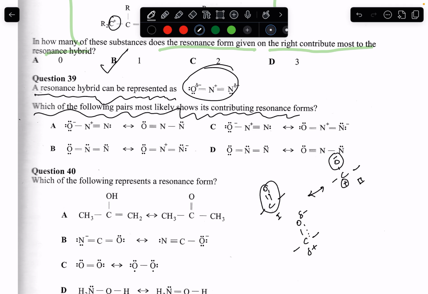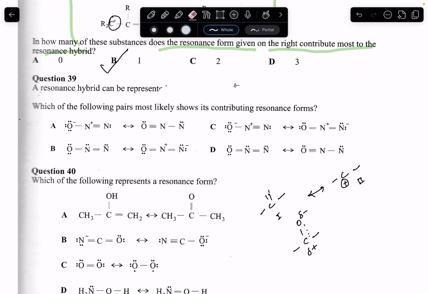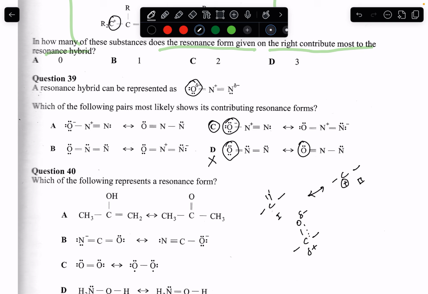So if this oxygen is negative in the hybrid, it means in the resonance structure oxygen should be negative. The terminal left oxygen is negative in the hybrid, so in the resonance structure oxygen must be negative. And you can see option C, oxygen is negative. Either left or right, it doesn't matter, but any one of the oxygens must be negative. While if you look at D, this oxygen is neutral. So D is not right. B also, both are neutral. Now this A has oxygen negative.